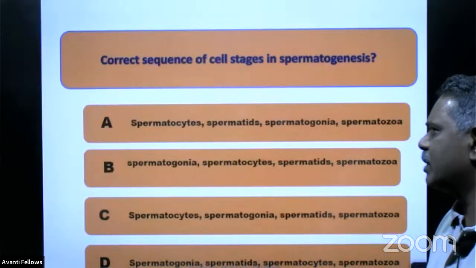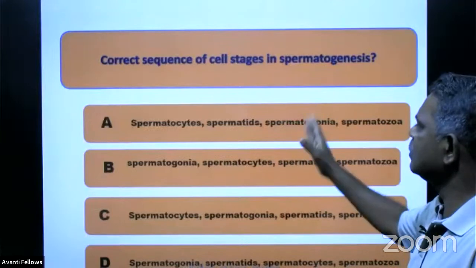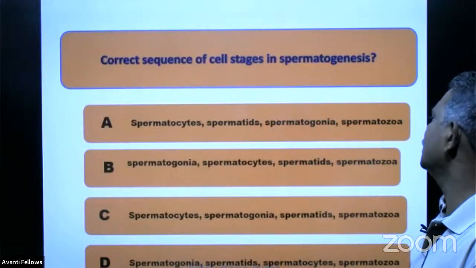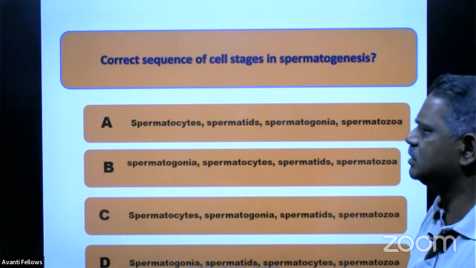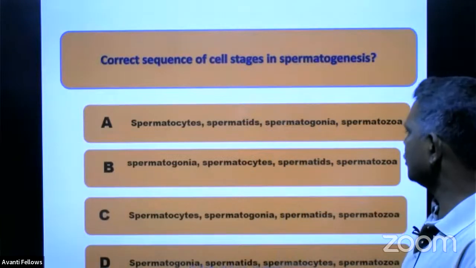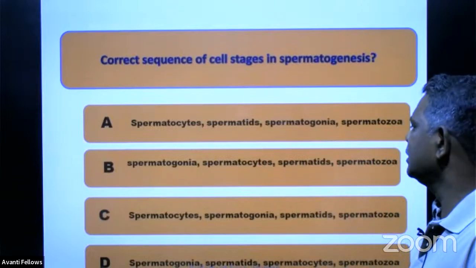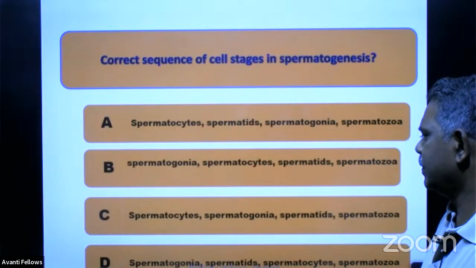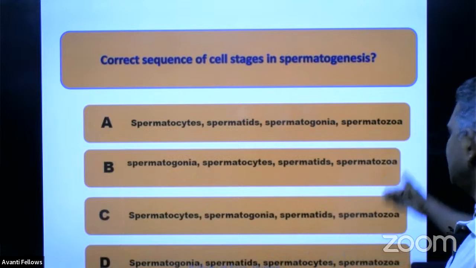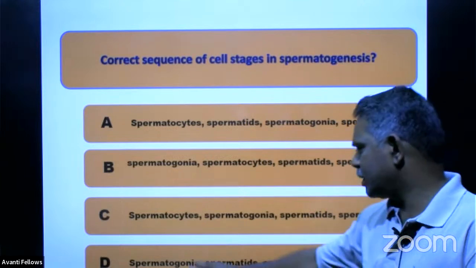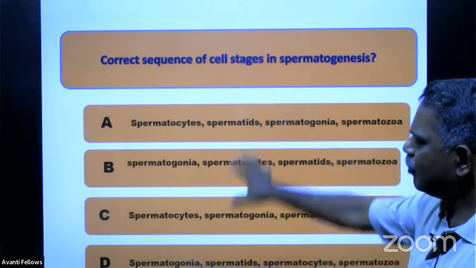Option A, spermatocyte, then the second event is the spermatid, then spermatogonia, and the spermatosoma. This is the sequence of events happening during spermatogenesis according to option A. Then the second option: spermatogonia, spermatocyte, then spermatid, then spermatosoma. The third option: spermatocytes, spermatogonia, then spermatid and spermatosoma. And the last option is spermatogonia, then spermatid, spermatocyte, and spermatosoma. There are 4 options given here.